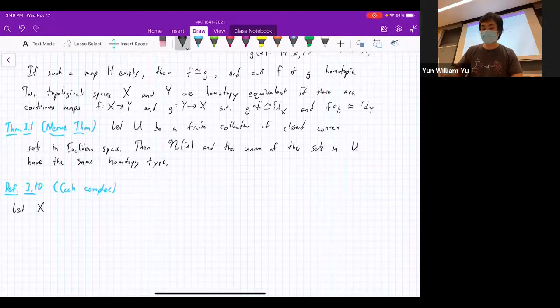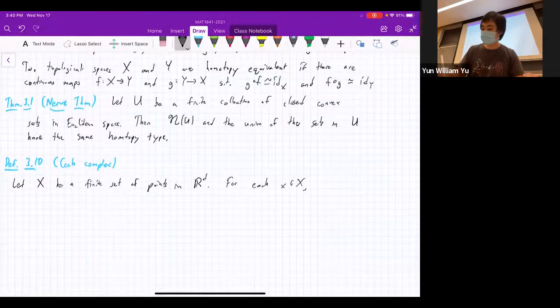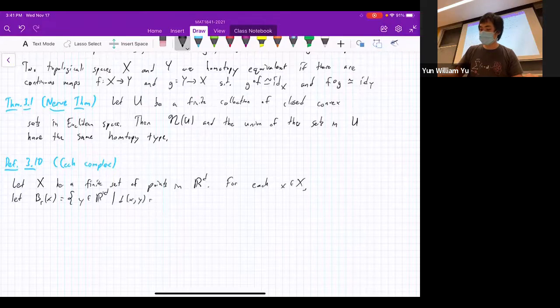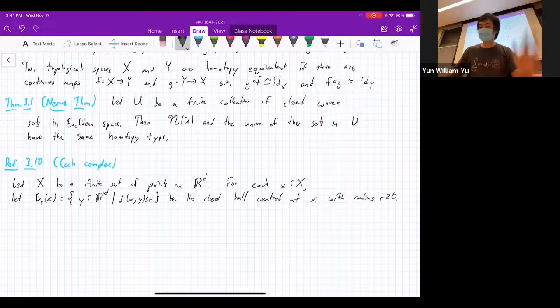So let X be a finite set of points in R^d. And for each point x in X, we're going to have a ball around it. So we're going to let B_r(x) be equal to all points that are within distance r of x. And this is going to be a closed ball. So this is just the ordinary closed ball centered at x with radius r. Well, positive radius.